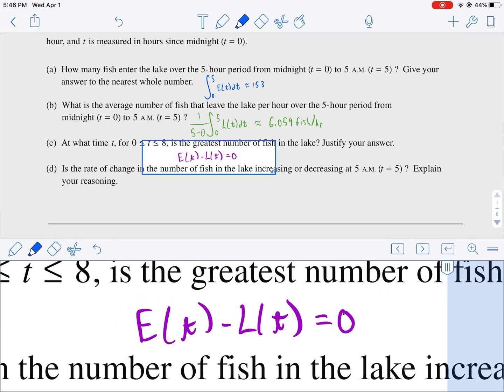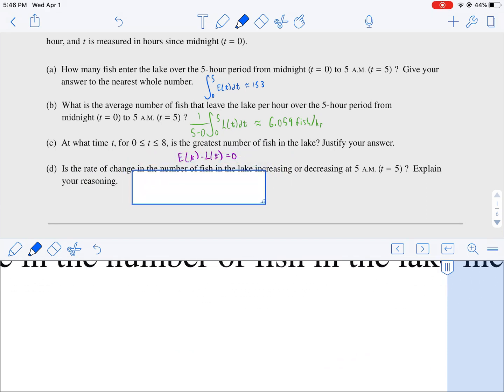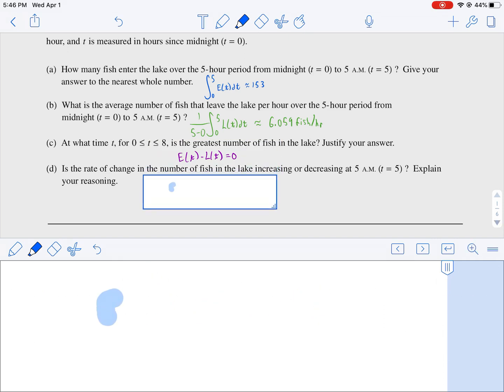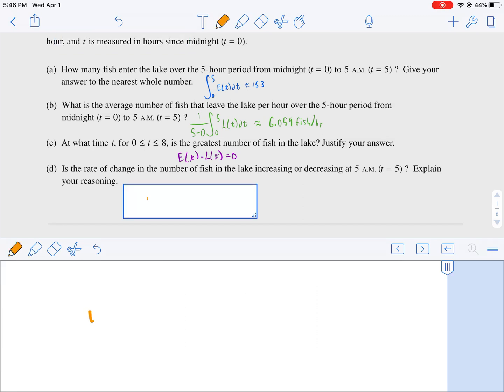Or sorry, erase what I said there. We want to know when the rate of change is increasing or decreasing, so we look at the derivatives of these two things, not those things themselves. So you do E prime of 5 minus L prime of 5, and you should end up with approximately negative 10.723, and therefore, since that's a negative number, the rate of change in the number of fish is decreasing at t equals 5.